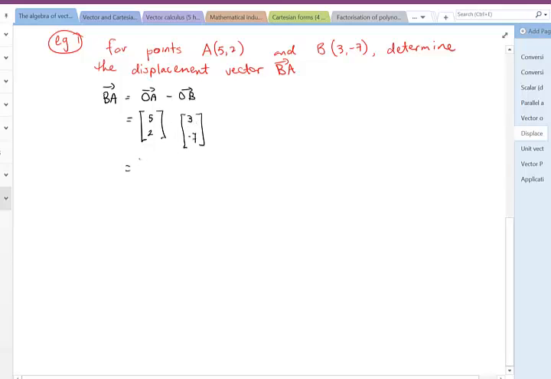5 subtract 3 is 2. And 2 subtract negative 7 will be 9. The displacement vector BA is 2, 9. All right, so that completes the lesson on displacement vectors. Just a quick refresher.